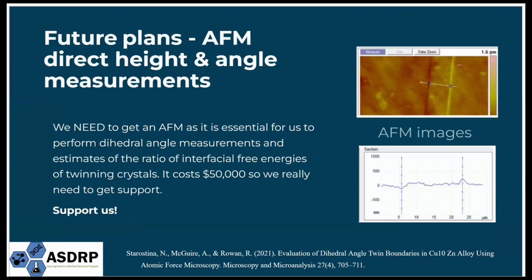Like Rohan said earlier, we need to get an AFM, an atomic force microscope, to further our research. It's essential because we need it to perform dihedral angle measurements, and it helps us estimate the ratio of interfacial free energies of twinning energies. It costs $50,000, so we really need support to get this. This is essential to our research. The microscope works by feeling the surface of a material to map out the topography.